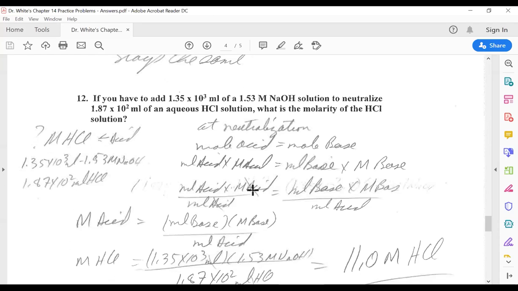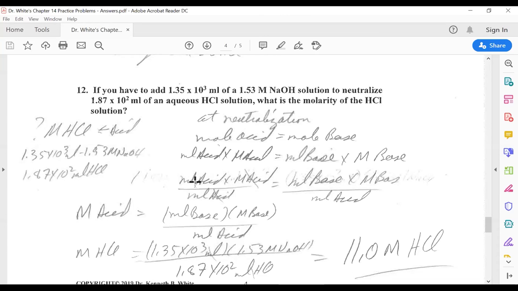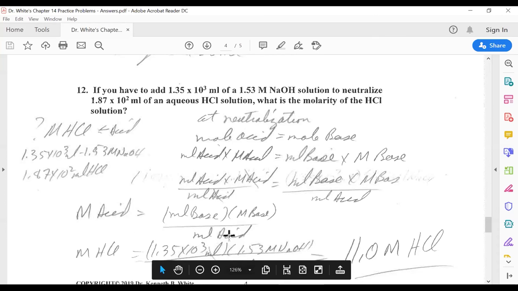Now here I made a mistake. This line should be on this side, not that one. We want to solve for molarity of acid. We have to get rid of milliliters of acid, so we just divide this side by milliliters, and you have to do it on this side. And therefore, this cancels out. Again, the line was on the wrong side. Dr. White made a mistake. Shh, don't tell anybody. But molarity of the acid, in this case HCl, equals milliliters of base times molarity of base divided by milliliters of acid.